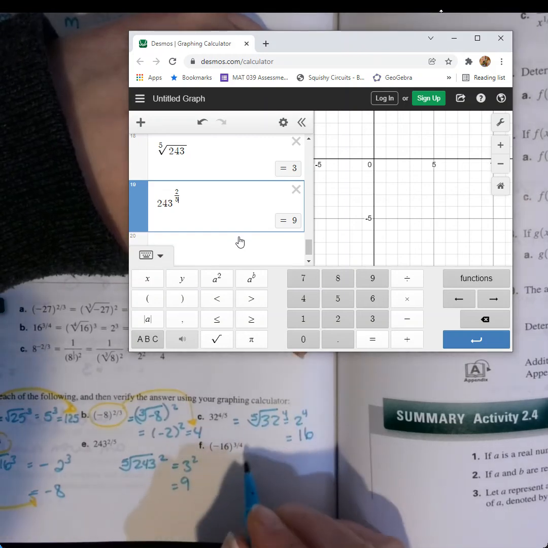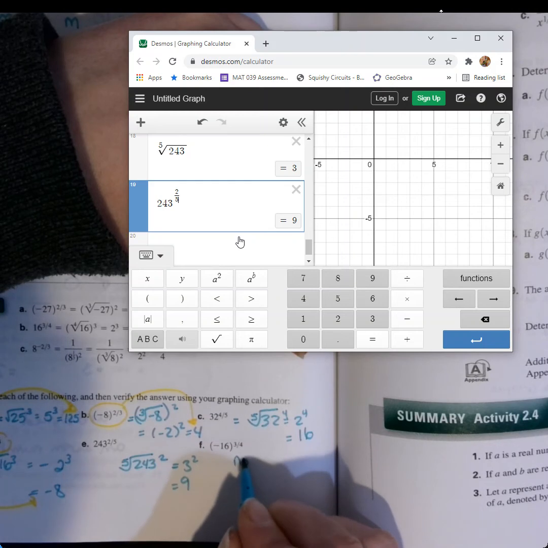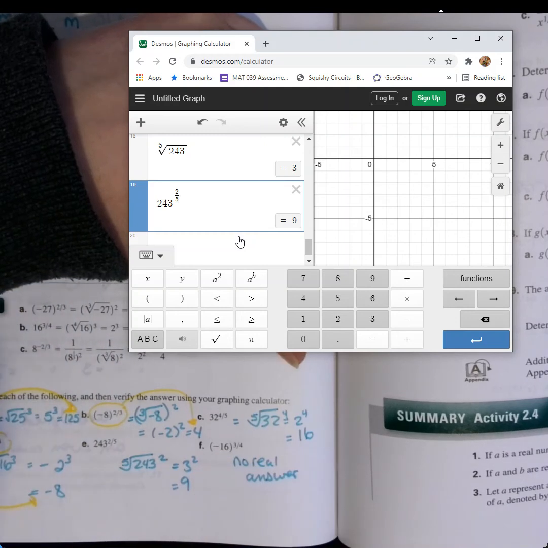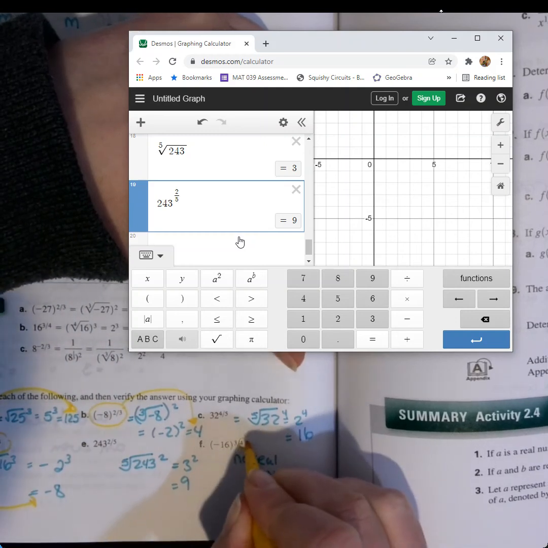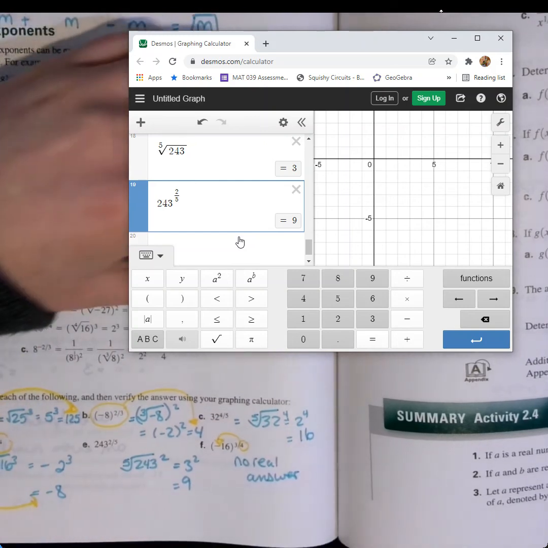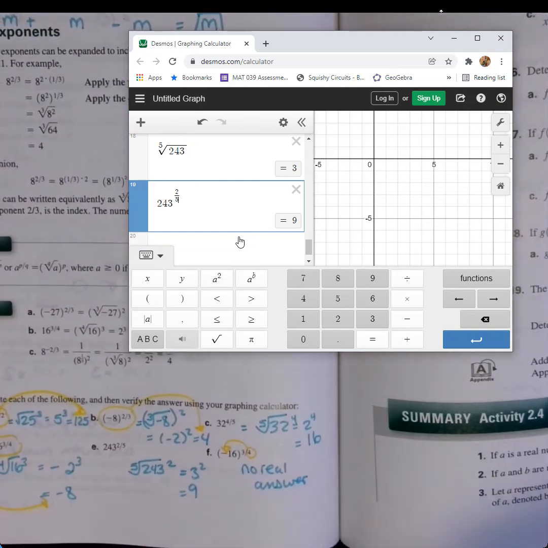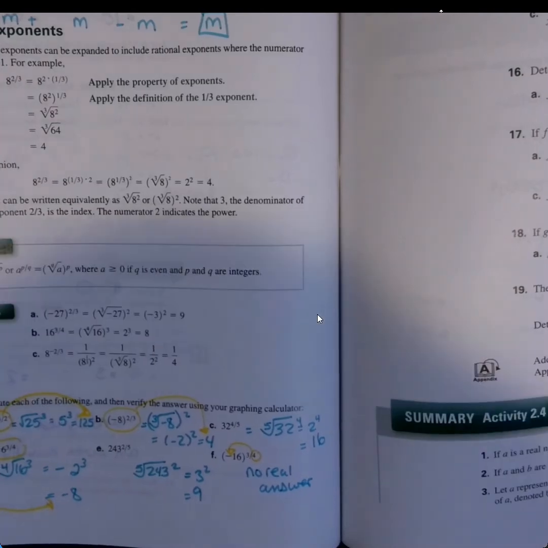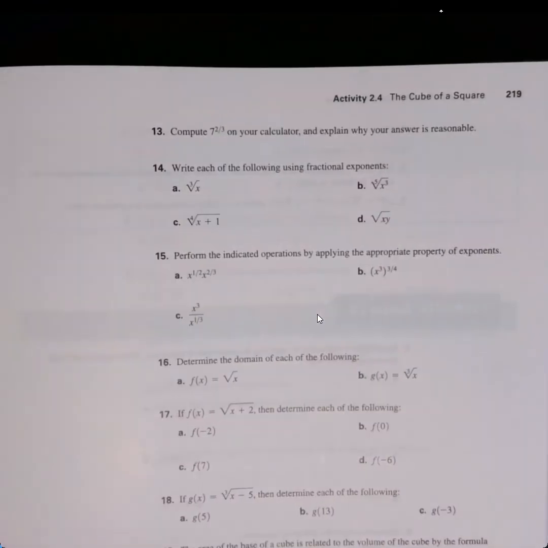This one has no real answer or undefined, and that is because I have an even denominator on a negative argument, a negative radicand. I'm not going to be able to do that one. So even if I type that one in decimals, it's going to say undefined or no real answer. All right. Okay, before I move on, I should have read my next question.